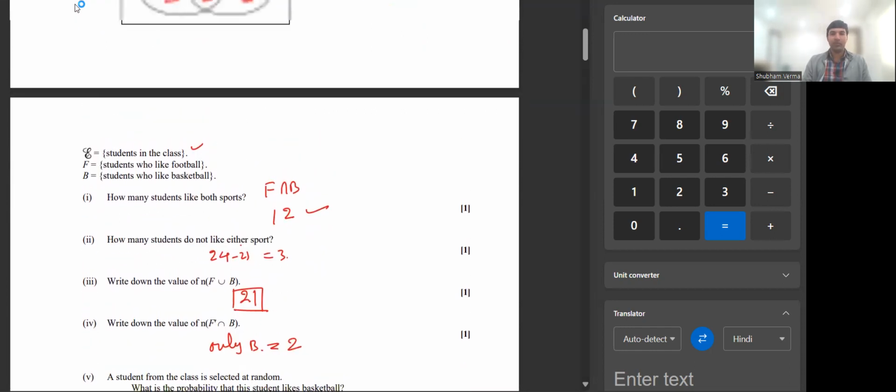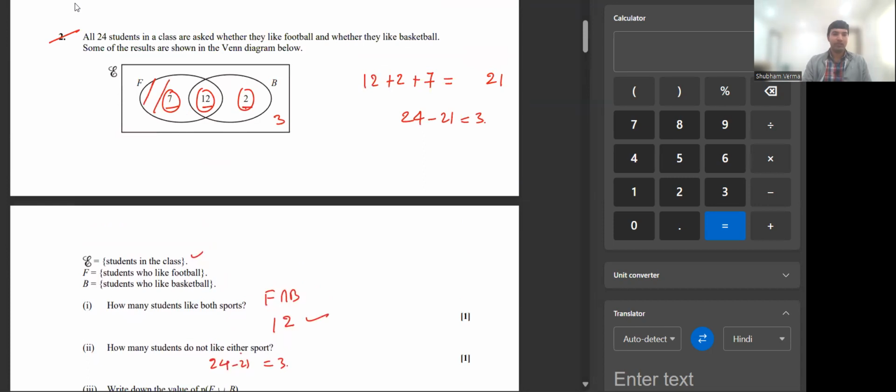F complement means remove F from the union. So what is left out now? 2 and 3 are left out, right? So a total of 5 students are there. And then intersection with B, right? So the intersection between 2 and 3 is 2 itself, right? In the same logic, B complement intersection F will be only F, right? F intersection B is only B. So keep this in mind.